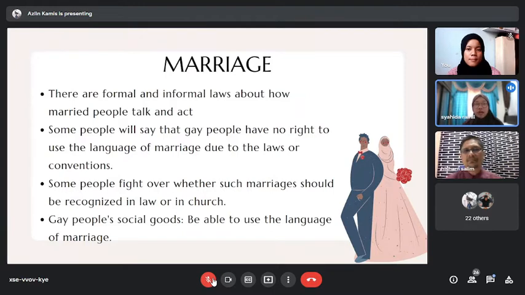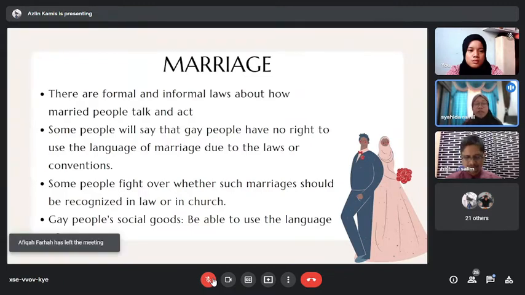But we hear sometimes that some people will say that gay people or people from the LGBT community have no right to use the language of marriage due to the laws or conventions. Because nowadays, many people don't seem to accept the fact that LGBT is part of our community. So they are the minority. Some people actually fight over whether such marriage should be recognized in law or in church. So this scenario shows that gay people's social good, which is that they want to be able to use the language of marriage just like couples of different genders, is jeopardized, is at risk. So okay, next.